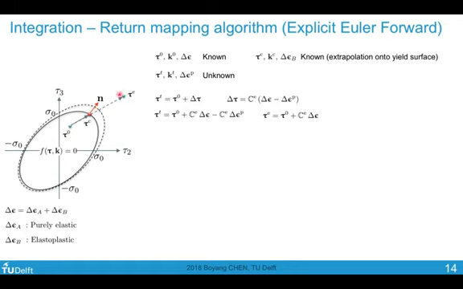Obviously, this point needs to be corrected because it's beyond the yield surface. So the yielding criterion is sort of over-satisfied, and you would have f larger than 0. The way to correct it is to add this plastic corrector part, which still needs to be determined.